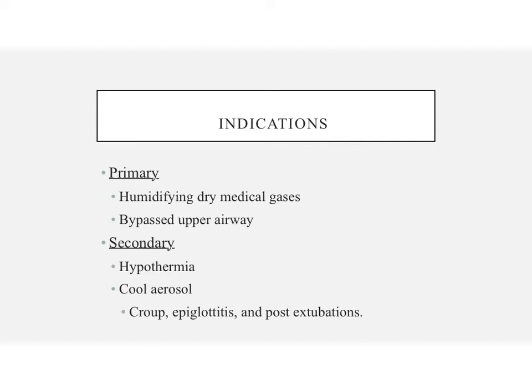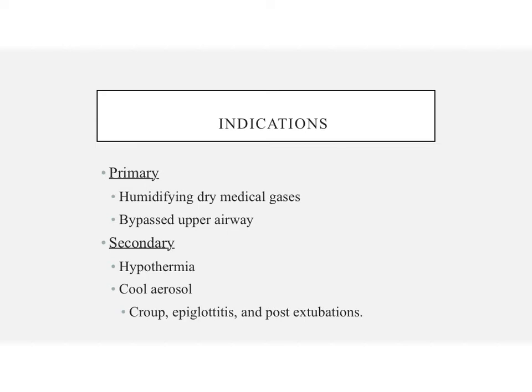So primary indications include humidifying dry medical gases. We know that dry medical gases at flows of greater than 4 liters per minute to the upper airways can cause immediate heat and water loss. So if we know that it's doing that right away, if we leave it go for too long, it's going to cause structural damage to the epithelium.